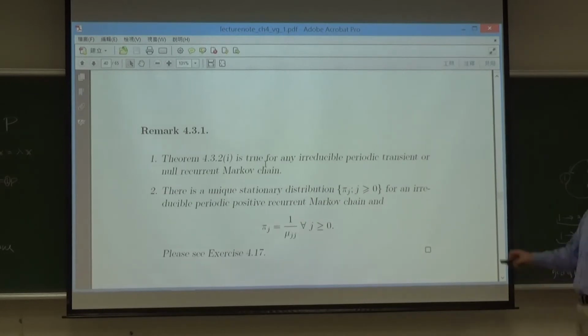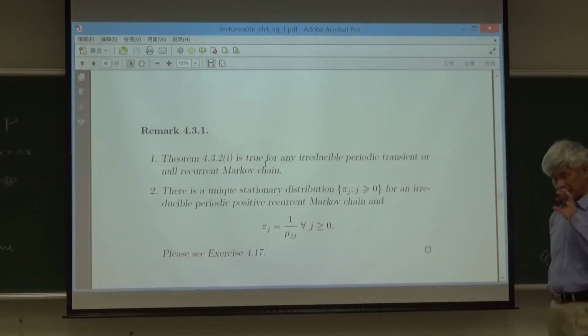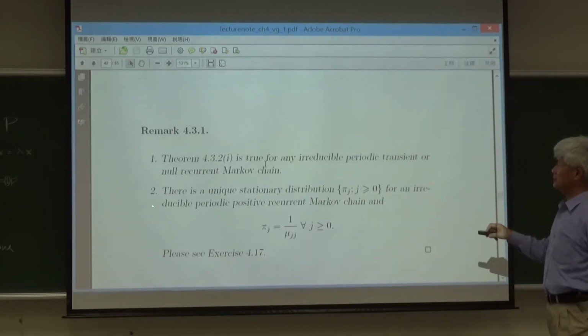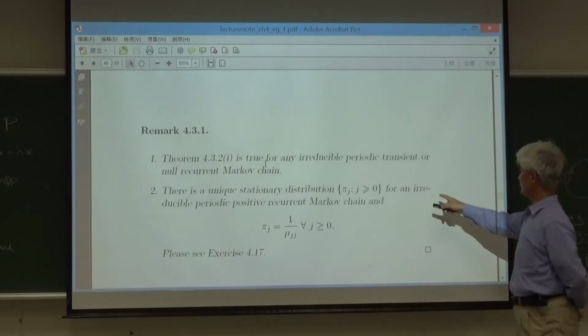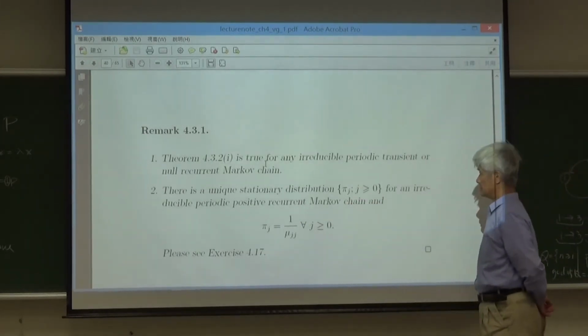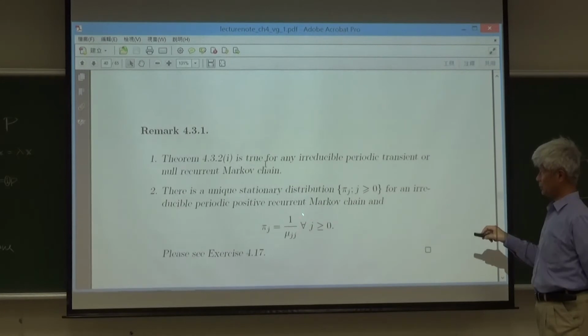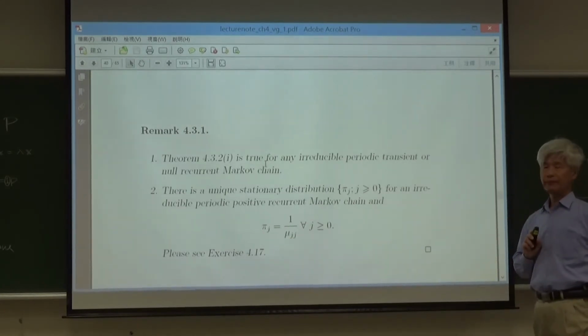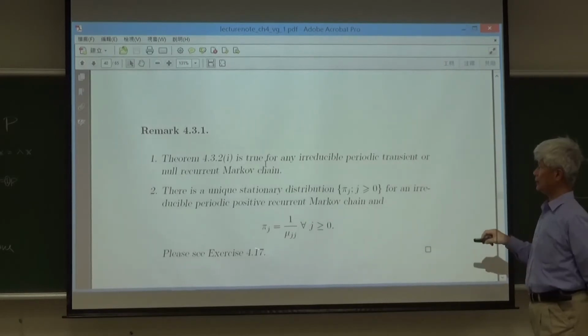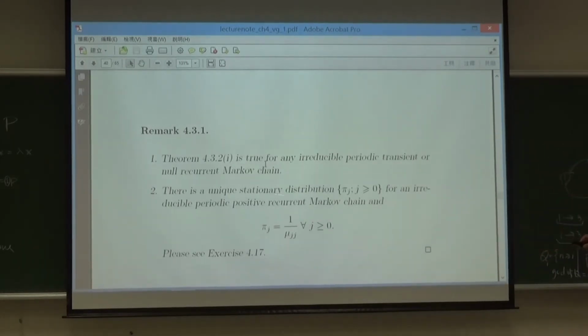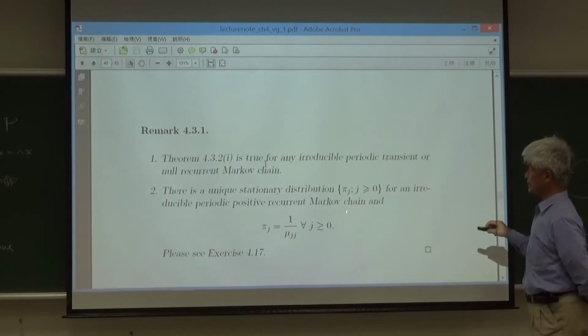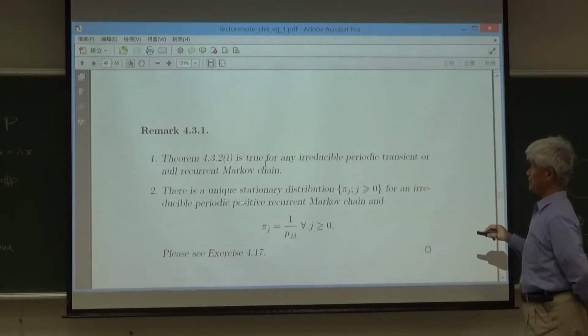And now the remark answers the part which has been left over: if we have an irreducible and positive recurrent Markov chain, but it's periodic. Okay, so for an irreducible periodic positive recurrent Markov chain, we still have a unique stationary distribution, and this stationary distribution is just 1 over mu. Same here, so this is an exercise. This remark just gives us the whole picture already.